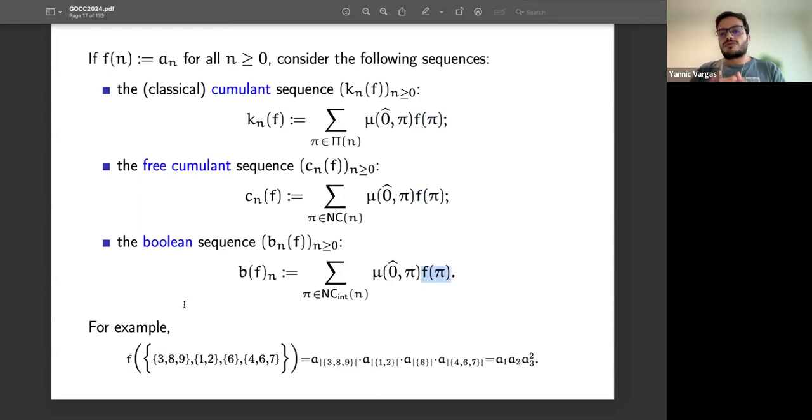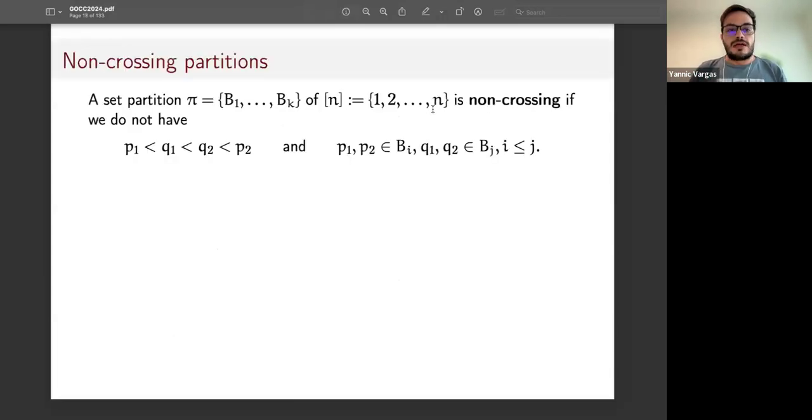So that's where you see f of pi is exactly this. So what I'm going to do now is explain why I want to look at those sequences and what kind of interesting combinatorial algebraic results we can look at from those identities. The first sequence is motivated by the relation between moments and cumulants in classical probability. And this free cumulant sequence and this Boolean sequence are motivated from some non-commutative independence in this field called non-commutative probability. So that is what's coming next. Before, let me introduce this couple of posets.